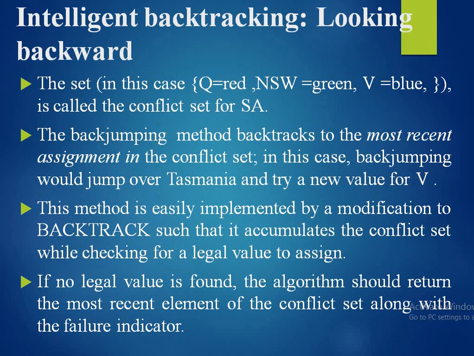The backjumping method backtracks to the most recent assignment in the conflict set. In this case, backjumping would jump over Tasmania and try a new value for V. This method is easily implemented by a modification to backtrack, such that it accumulates the conflict set while checking for a legal value to assign. If no legal value is found, the algorithm should return the most recent element of the conflict set along with the failure indicator.